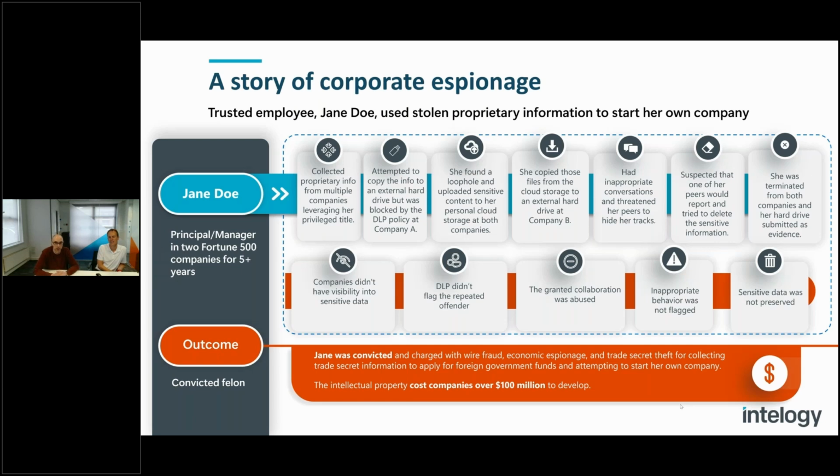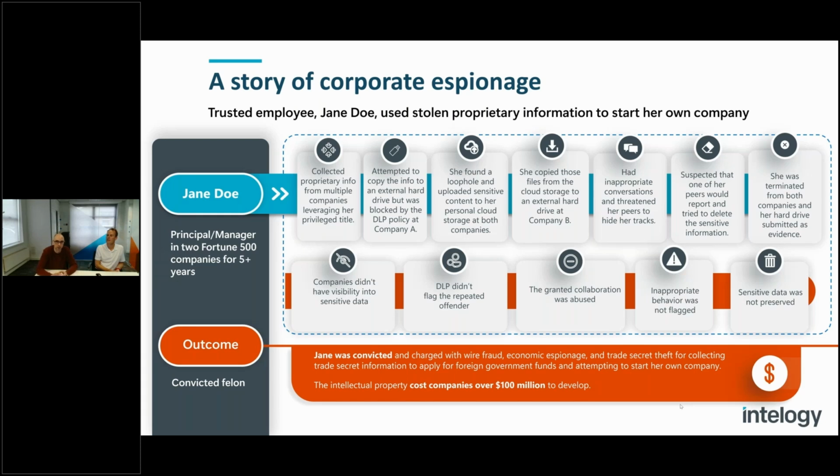It didn't go unnoticed by her colleagues and she had to try and cover her tracks, but ultimately in the end she was terminated from both companies and her hard drives were submitted as evidence. So what was she trying to gain? Effectively, she planned to share trade secrets with a foreign corporate partner and start her own company. Together, they received millions of dollars in grants from foreign governments for the actions that actually led to her conviction.